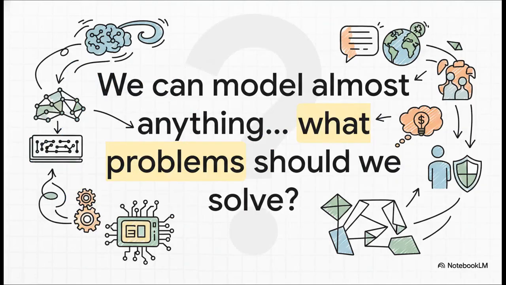So this explosion in our ability to model things leaves us with a really powerful, kind of profound question. With these new tools, we are getting so close to being able to model almost any system we can observe. The question isn't so much, can we model it anymore? It's, what are the most important problems we should be pointing these incredible tools at? Now that's something to think about.